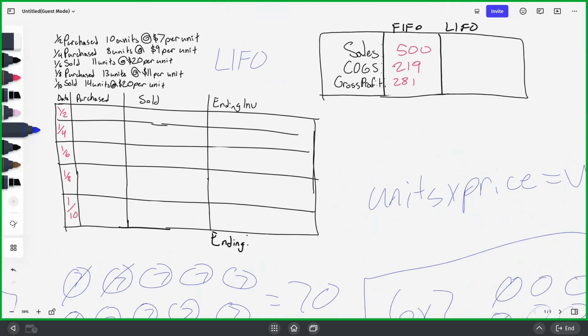What is this one? Better matches current costs with revenues. All right, so what are our current costs? Is that specifically what we bought the inventory for? Yeah. So if we're matching our current costs with our revenues, what deals with selling items at their current cost and not their older costs? FIFO? That's first in, first out.